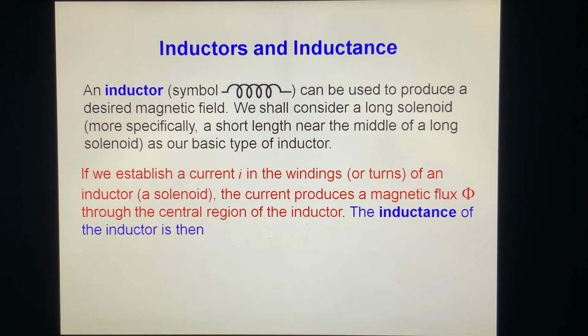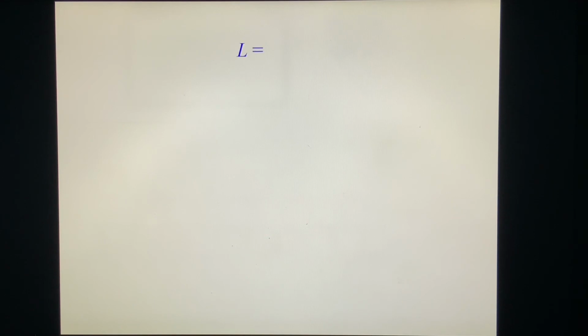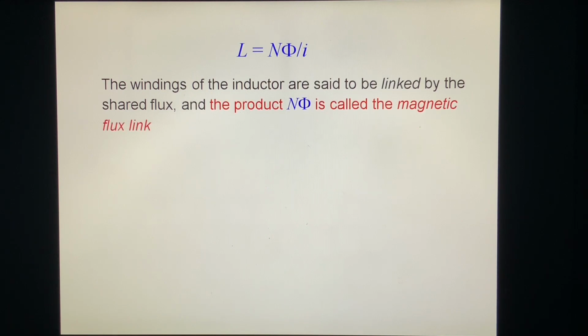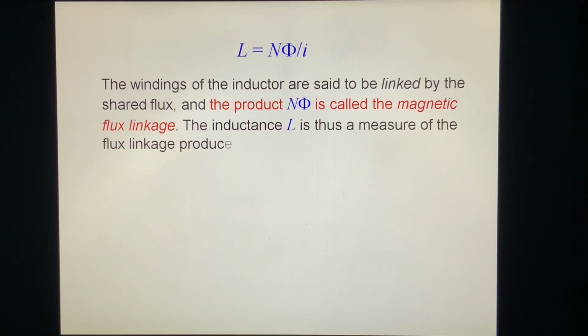The inductance of the inductor is then L equals N phi over I, the definition, in which N is the number of turns. L equals N phi over I. The windings of the inductor are said to be linked by the shared flux, and the product N phi is called the magnetic flux linkage. The inductance L is thus a measure of the flux linkage produced by the inductor per unit current.